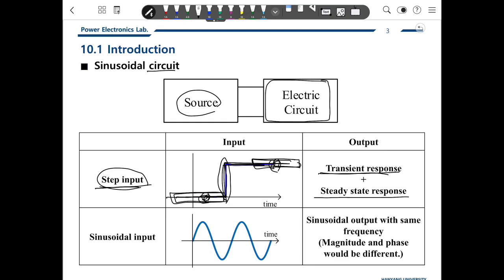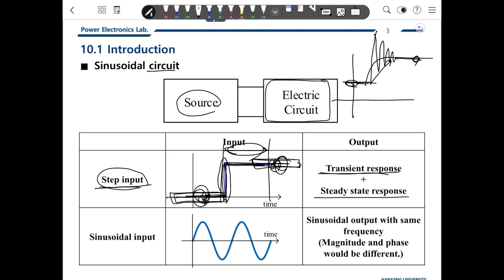In this transient, there are many patterns for moving from this state to that state. For example, the output here and the output here are caused by those inputs. The output will be shifted from here. If it shifts in this way, we call it underdamped, or if it moves like this, critically damped, and if it moves this way, we call it overdamped.